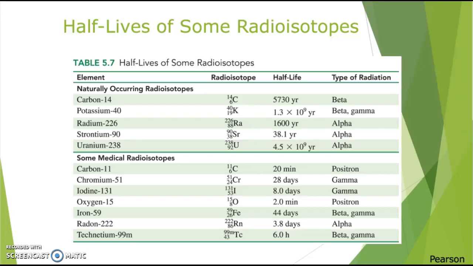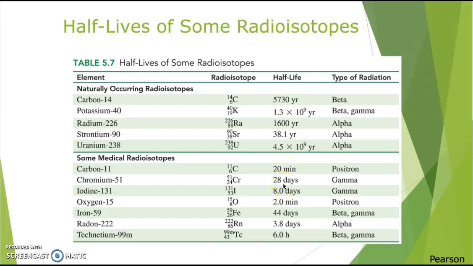This is a continuation from the previous video where we were talking about half-lives. So half-lives of some radioisotopes are shown in this table along with the type of radiation that it emits. As you can see, we have some medical isotopes and naturally occurring radioisotopes. The half-life, for instance, of carbon-14 is 5,730 years versus carbon-11, which is 20 minutes.